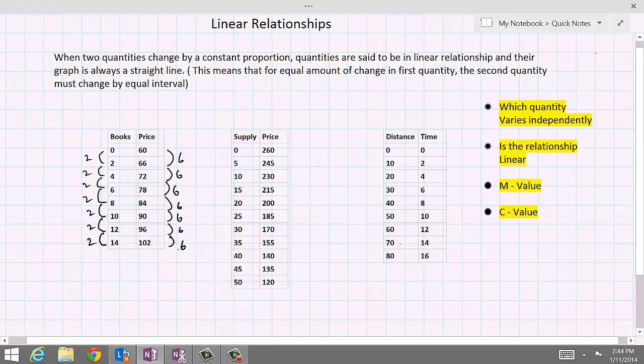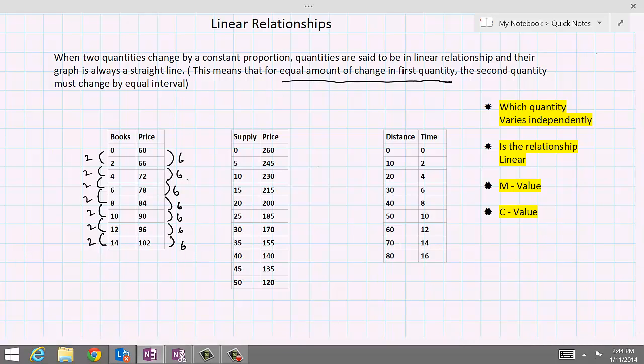That's exactly what we mean: for an equal amount of change in the first quantity, the second quantity must change by an equal interval. So if the first quantity changes by 2, 2, 2, 2 and 2, the second quantity is changing by equal intervals as well. The intervals of the second quantity don't have to be the same as the intervals in the first quantity, so don't be misguided. Those intervals are independent. Their length is independent.